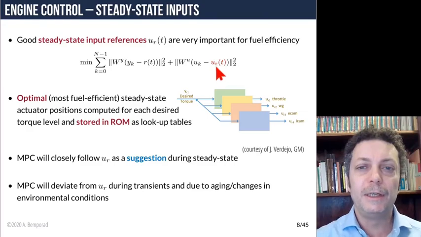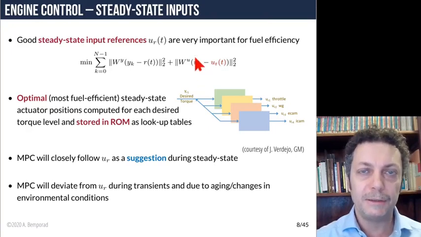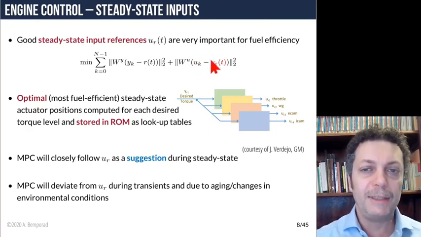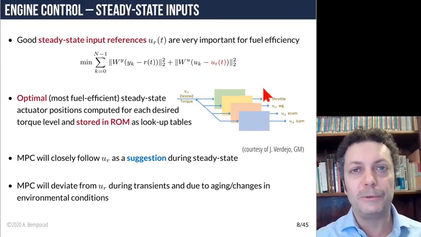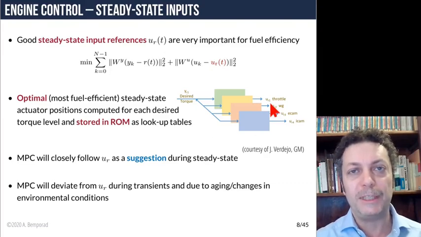So in this case, in the cost function, we included a term penalizing the difference between the predicted input that we optimize and the steady state value of the input, which is optimal for the current reference signal for the output. Now, note that this is a multivariable control problem where you have one output and four inputs. So in principle, you have many combinations of inputs that give you the same steady state value for the output. And that's why for fuel efficiency, you need to specify the right set point values for the inputs.